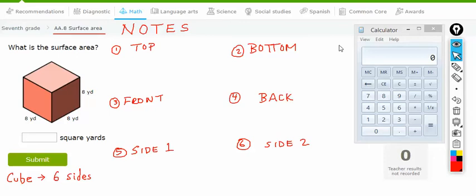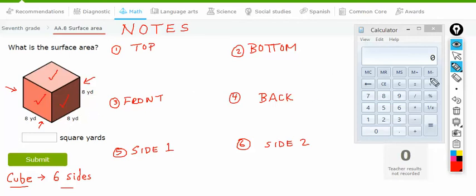Again, we were talking about a cube and it has 6 sides. So it has a top, a bottom. You can't see the bottom. This is the front. You can't see the back. The back is over here. The bottom is down there. So we got the front and the back, and then we have 2 sides. This is one side, and the other side is over here, and you can't see that.